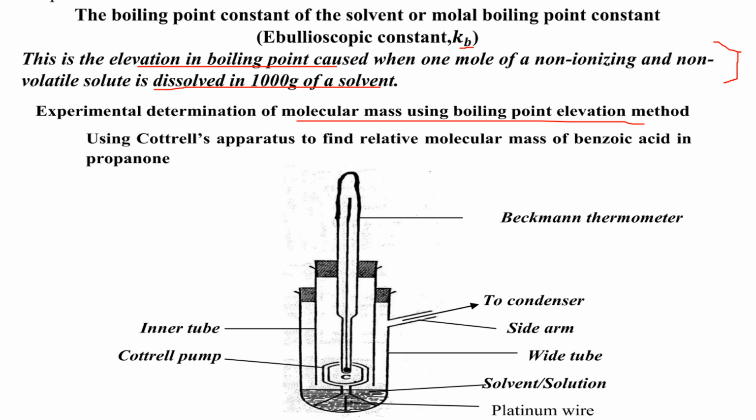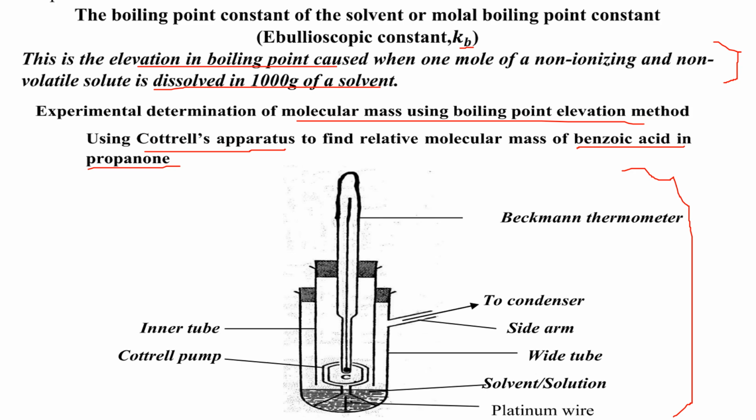Now here you are going to be using Cottrell's apparatus to find the relative molecular mass of the benzoic acid as the non-volatile solute that's going to be dissolved in our solvent, that's going to be propanone. For any experiment in physical chemistry, I always advise you to first master the diagram, because it's the diagram that is going to help you remember most of the procedures that you're supposed to present.